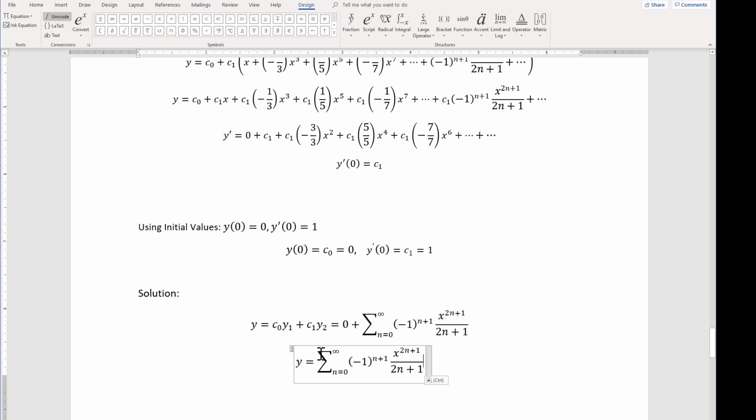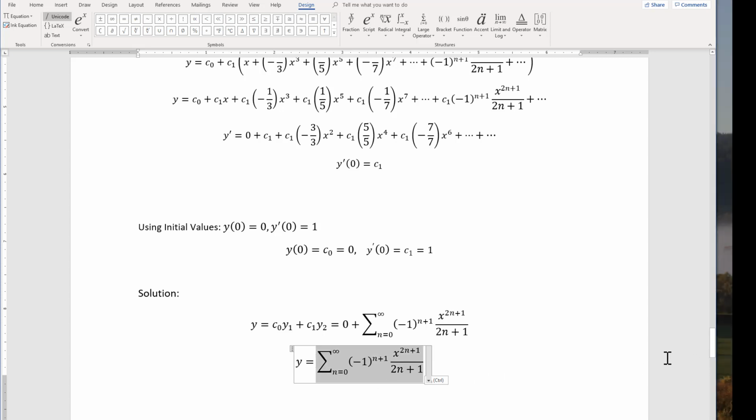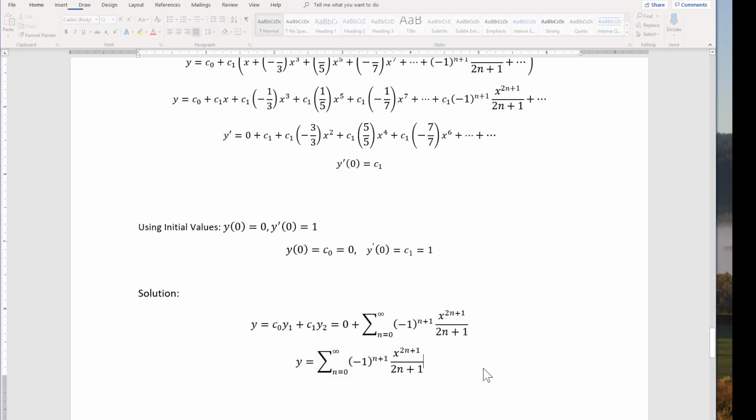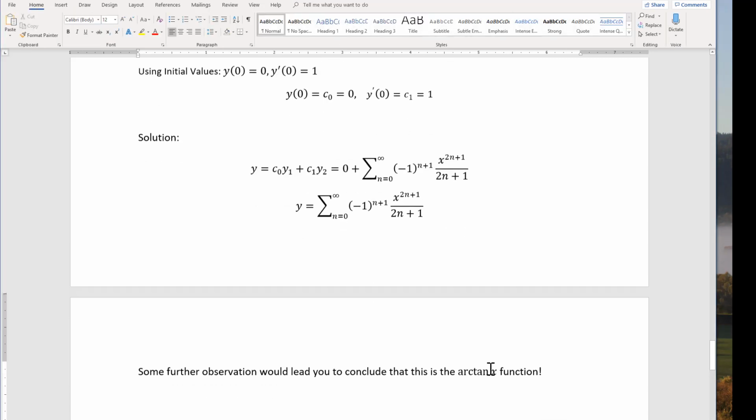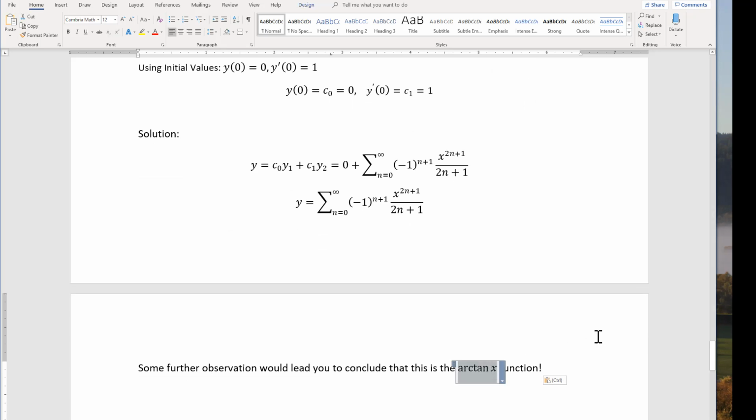So if you look at it carefully and somehow derive Taylor's polynomials, you'll see that this is actually the arctan of x. Okay, we don't need to worry about that. The fact that we found a series solution is good enough. If you can identify this as a function, that would be great, but in general you won't be able to, so our solution here is fine. Okay, I hope that helps.